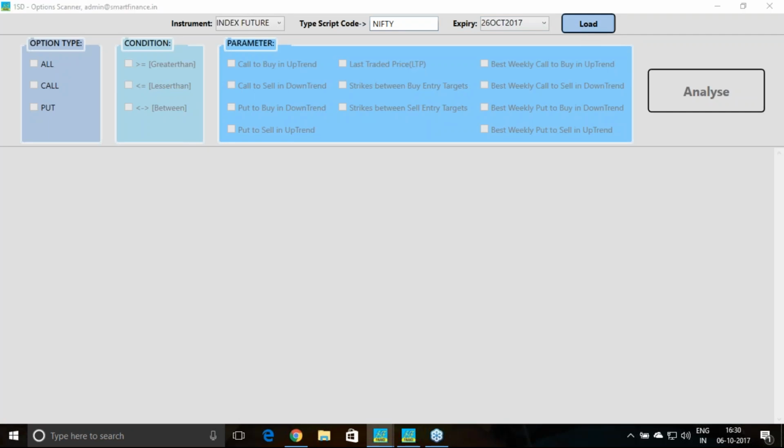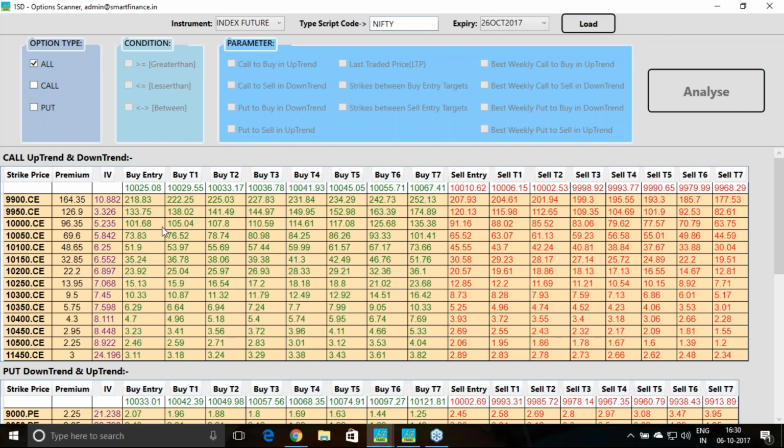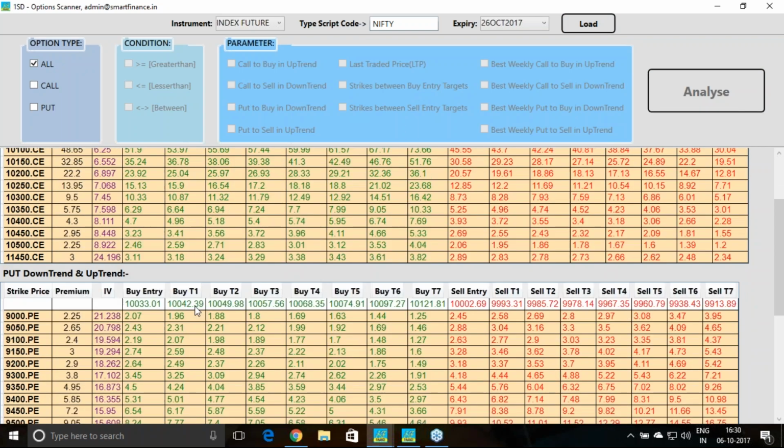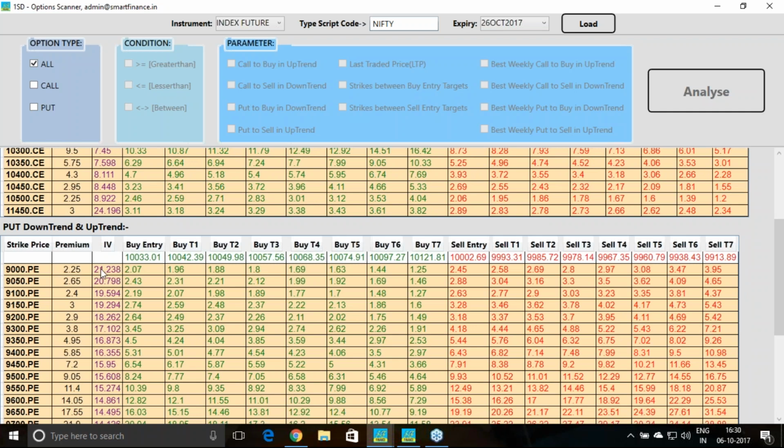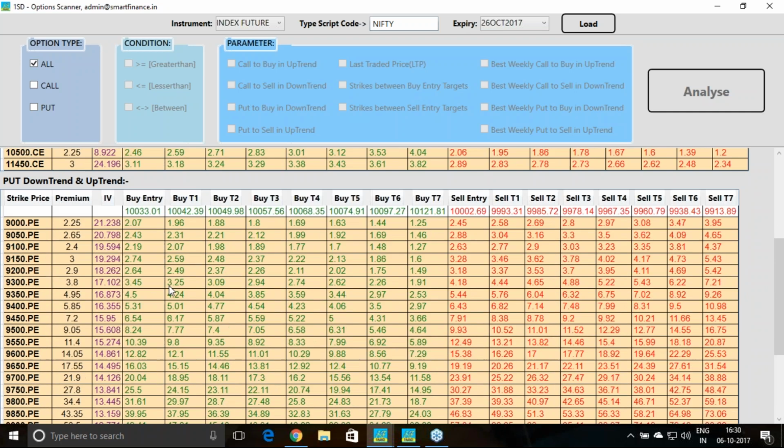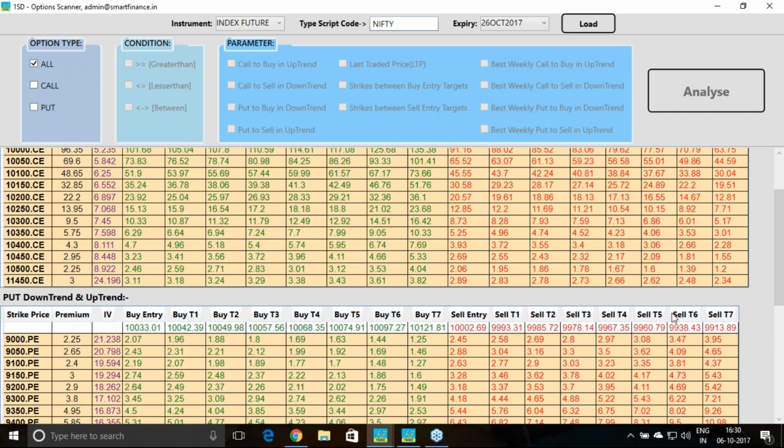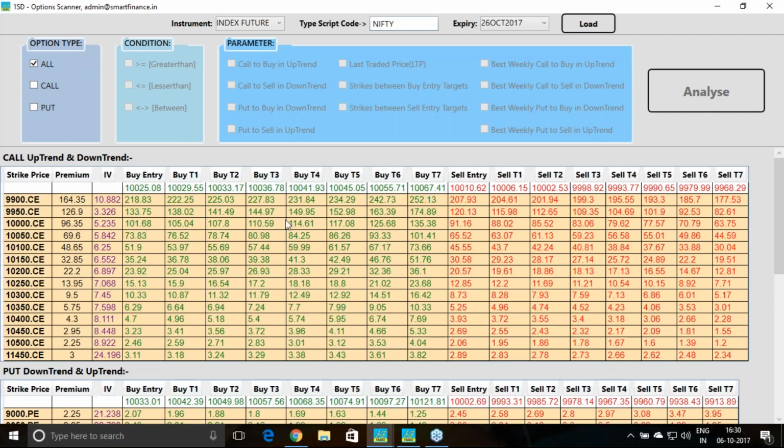I have loaded the data. So once this data load is completed, I have all the call options and put options given. So if I go for all and analyze, I will get all tradable strikes, whichever strikes are currently trading, their IV, their premiums, and on buy entries and sell entries, what their expected premiums will be. All these things we are getting.